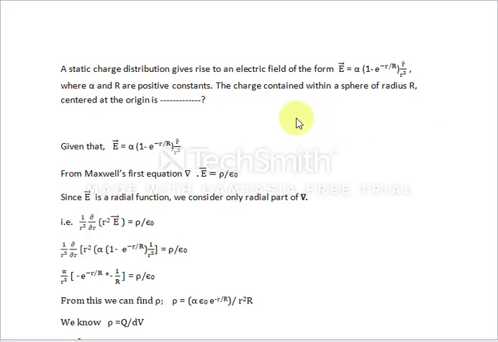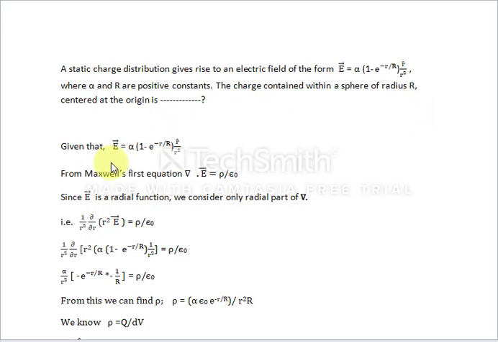The question is: a static electric charge distribution gives rise to an electric field of the form E equal to alpha into (1 minus e raised to minus r by R) cap r by r square, where alpha and R are positive constants. The charge contained within the sphere of radius capital R centered at the origin is. Here we have to find the amount of charge contained within a sphere of radius R.